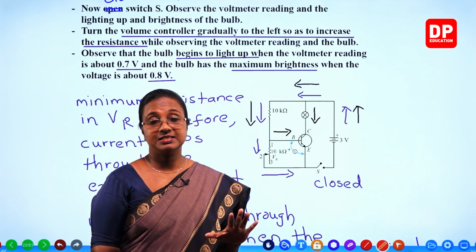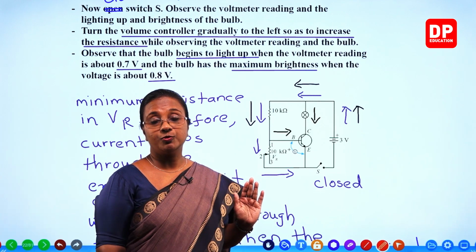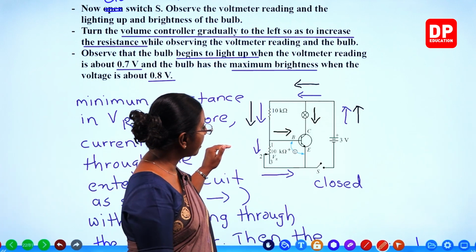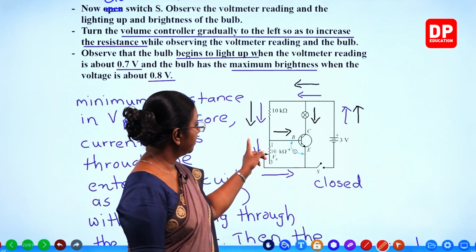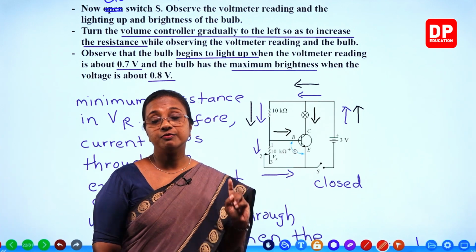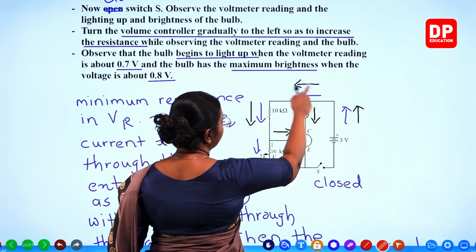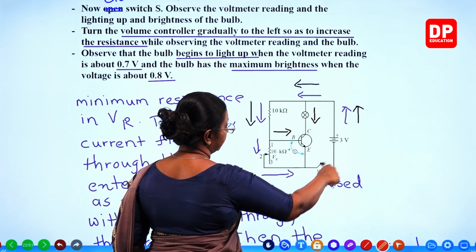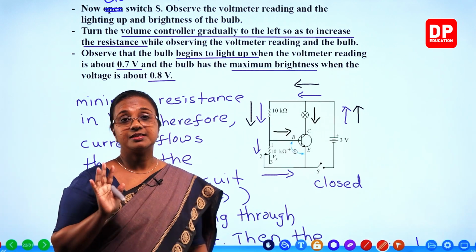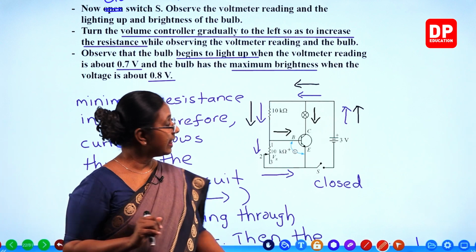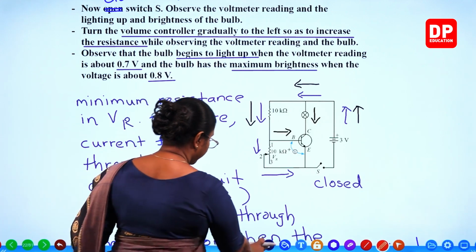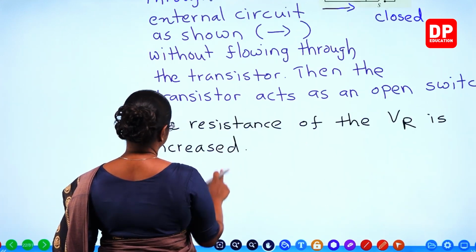And in this instance, above 0.7 volts, the transistor acts as a closed switch and current flows through the transistor. A base current flows, so you all know if a base current flows only, a collector current will flow. So now the current is flowing through the transistor like that. Collector current, base current. So the transistor acts as a closed switch. That is how the bulb lights. Is that clear, students? So we have to write that explanation here.